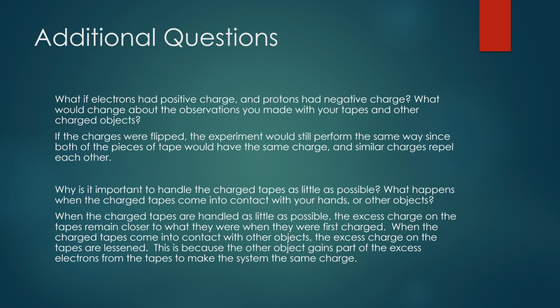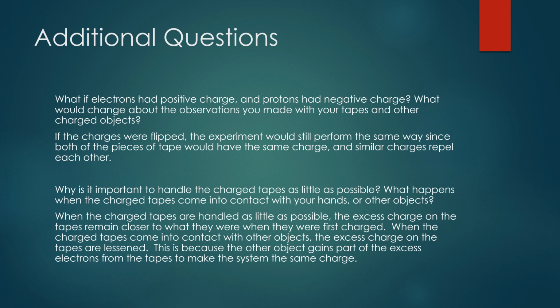And another question was, why is it important to handle the charged tapes as little as possible? What happens when the charged tapes come into contact with your hands or other objects? So when they are handled as little as possible, the excess charge on the tapes remain closer to what they were when they were first charged. And when they come into contact with other, neutral objects, the excess charge on the tapes is lessened. This is because the other objects gain part of the excess electrons from the tapes to make sure the system has the same charge.